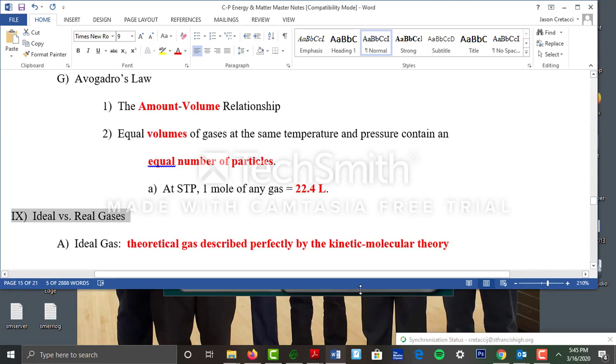All right, so the big topic of discussion today is ideal versus real gases. First, let's talk about the definition of an ideal gas. It's a theoretical gas, described perfectly by the KMT, the kinetic molecular theory.